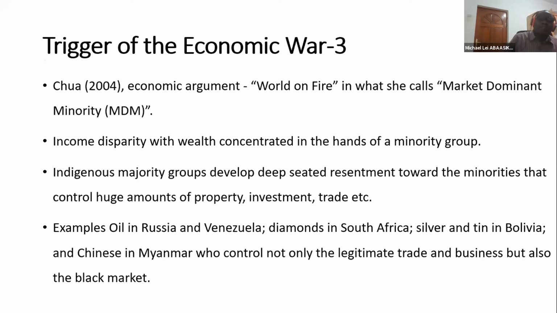Looking at Chua, the publication of 2004, she actually realized that in most countries in the world, there seems to be domination of the market by a minority group. And this kind of domination by what she called a market dominant minority creates a situation where wealth is concentrated in the hands of the few, and therefore the majority do not have wealth.